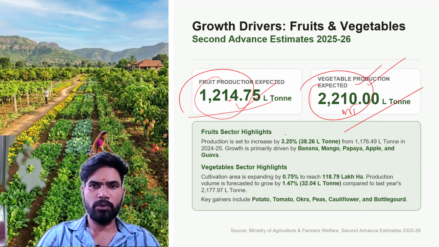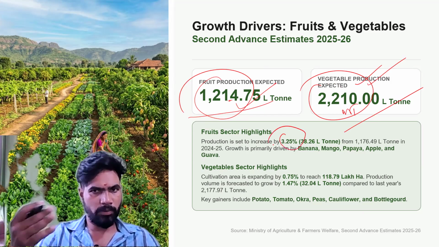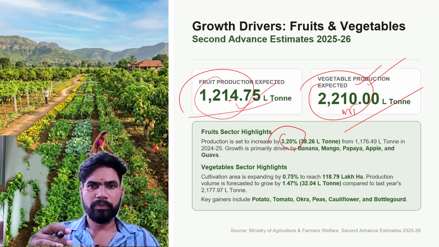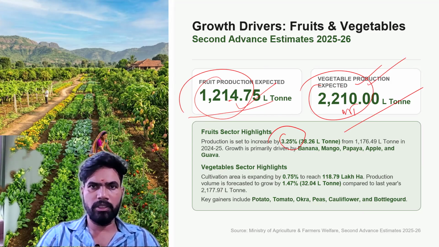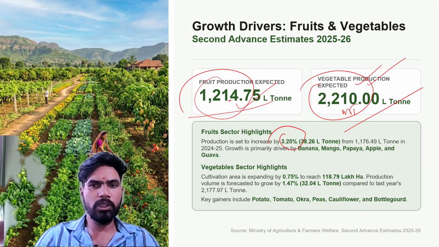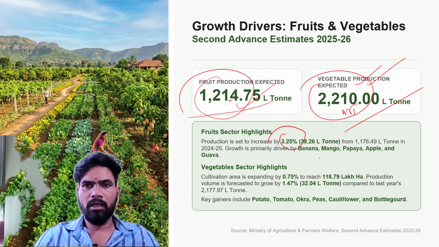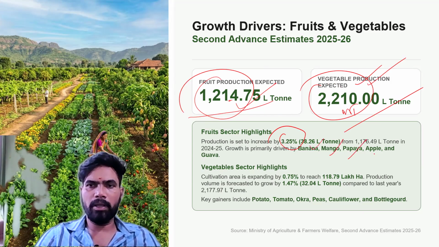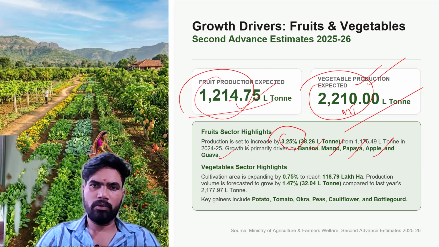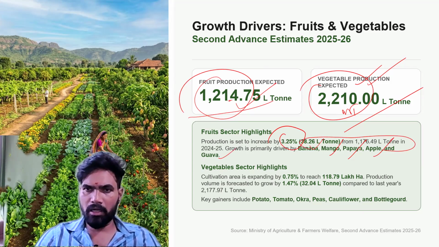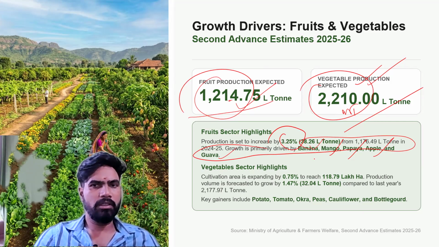If you see the fruit sector, what are the highlights? The production is set to increase by 3.25% over the previous year. Within the fruits, the growth is primarily driven by fruits like banana, mango, papaya, apple, and guava. These are the fruits that are driving the production within the fruit sector.